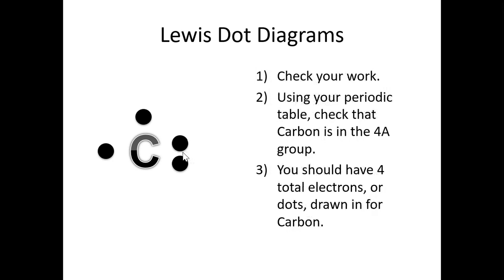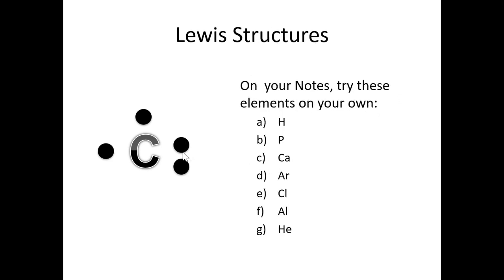Okay, so what I'm going to do here is I'm going to ask you to use your notes and try to figure out the Lewis dot diagrams of the following elements: hydrogen, phosphorus, calcium, argon, chlorine, aluminum, and helium. So hit pause, take a few minutes to see if you can come up with the appropriate Lewis dot diagrams for all those, and then hit play. I'll go back through them and we will check the answers.